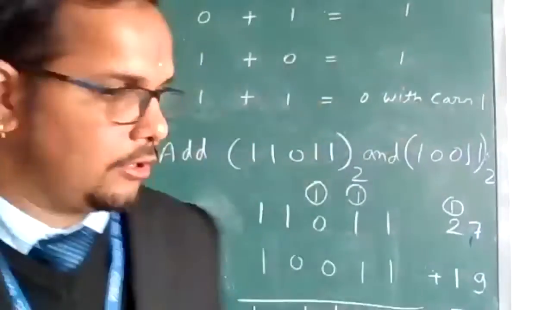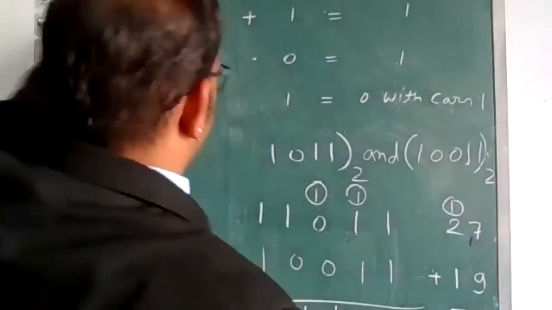Page number 22 in your book. Topic name is binary subtraction.